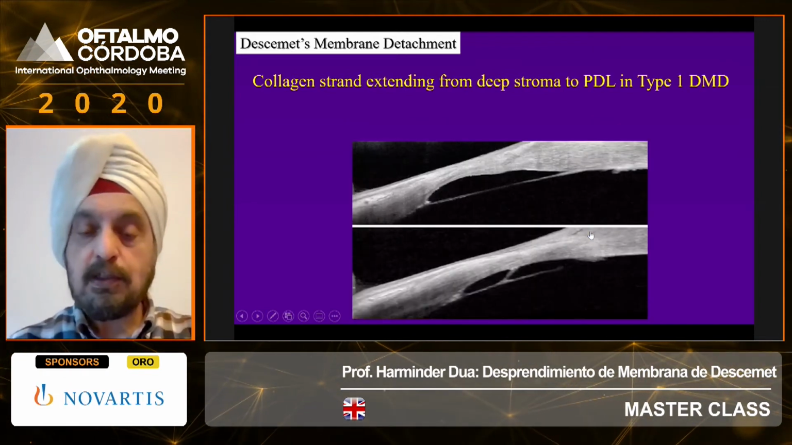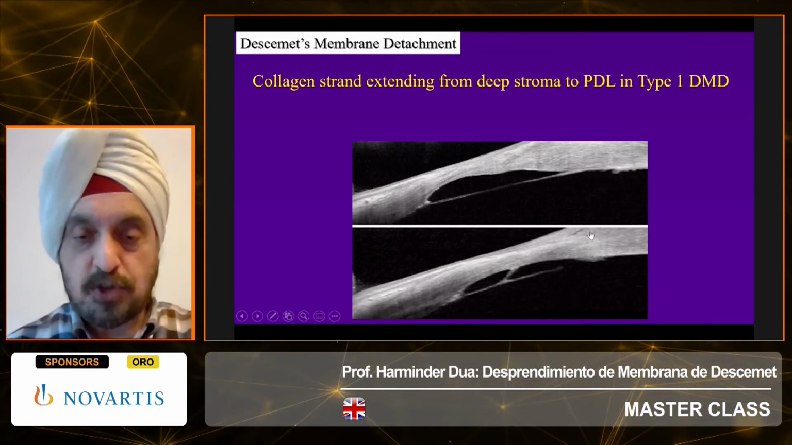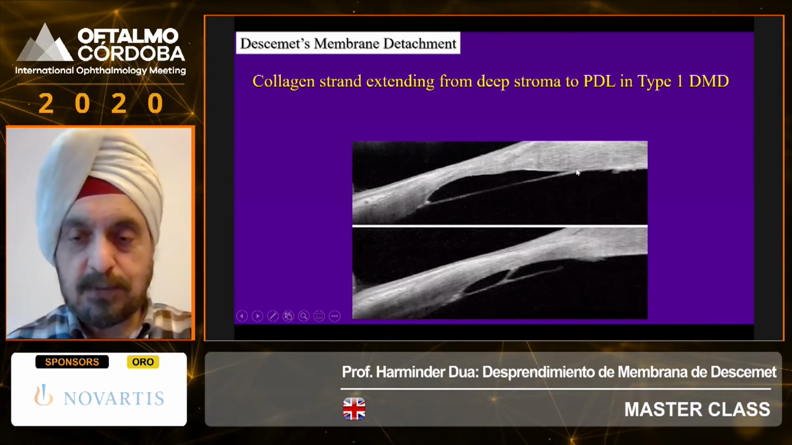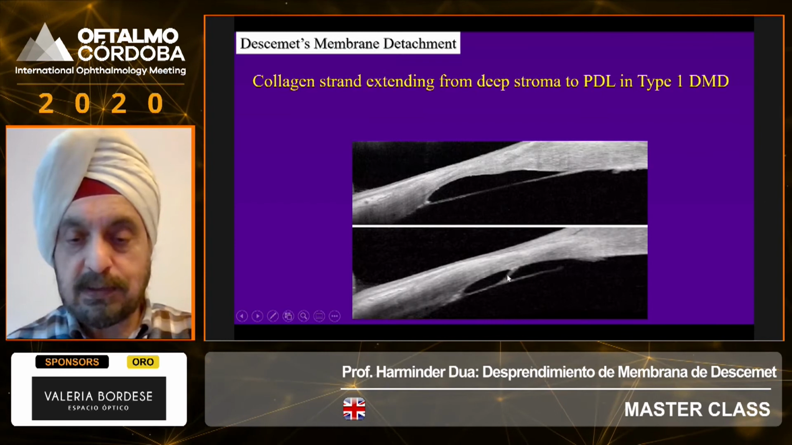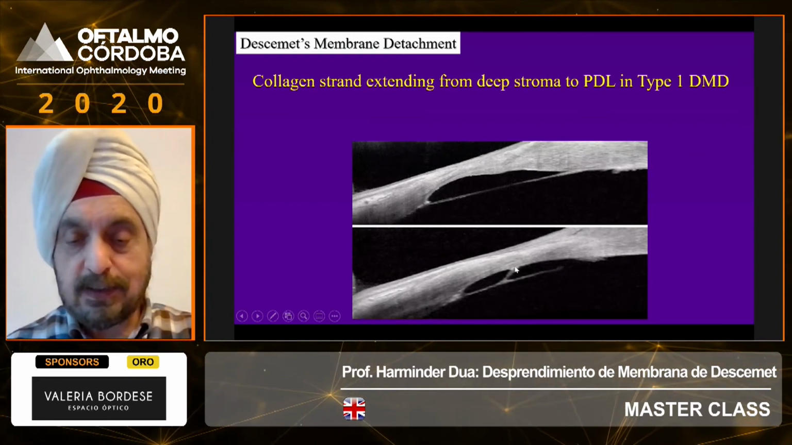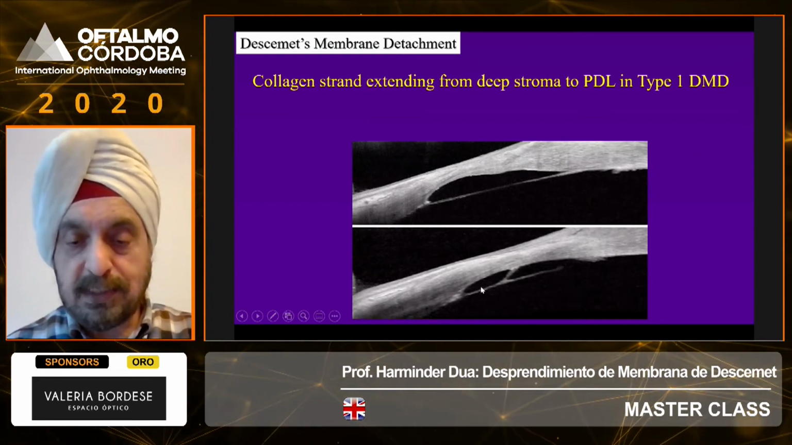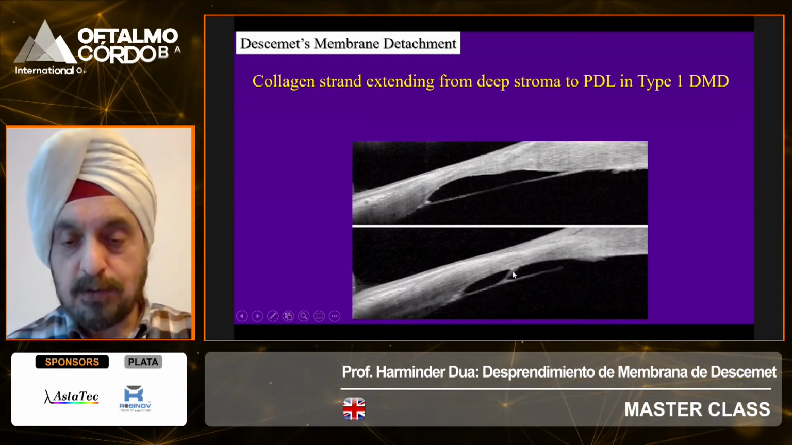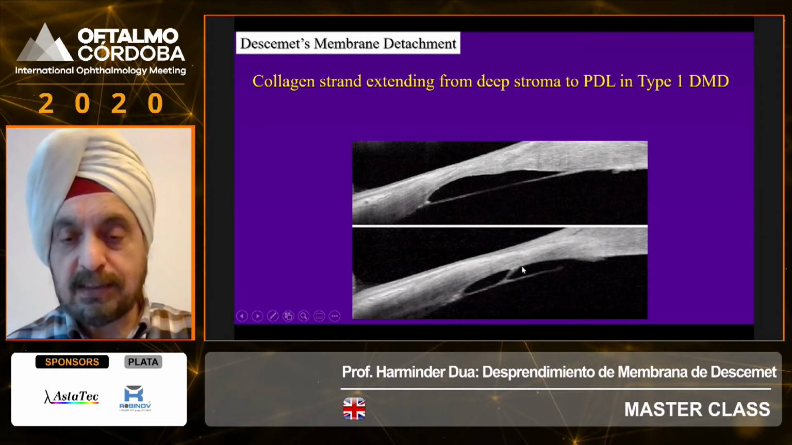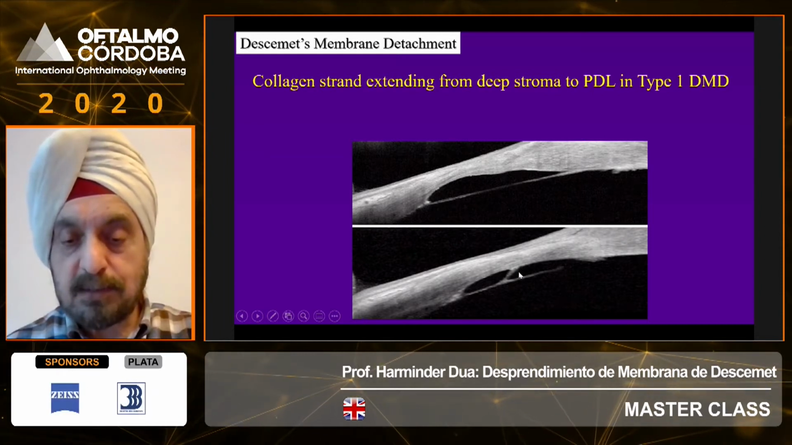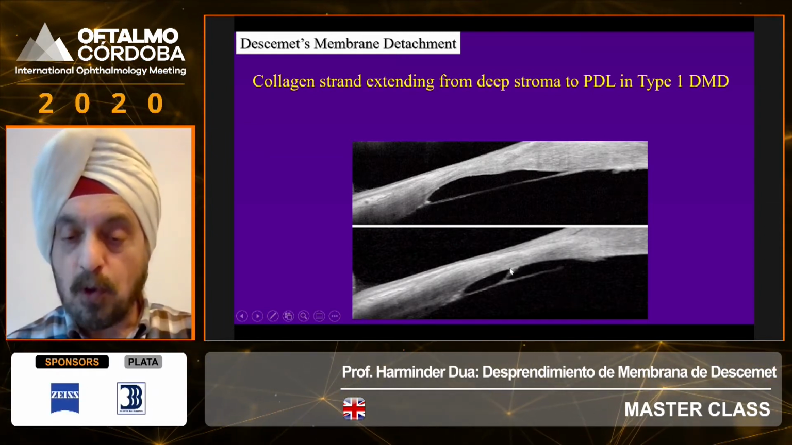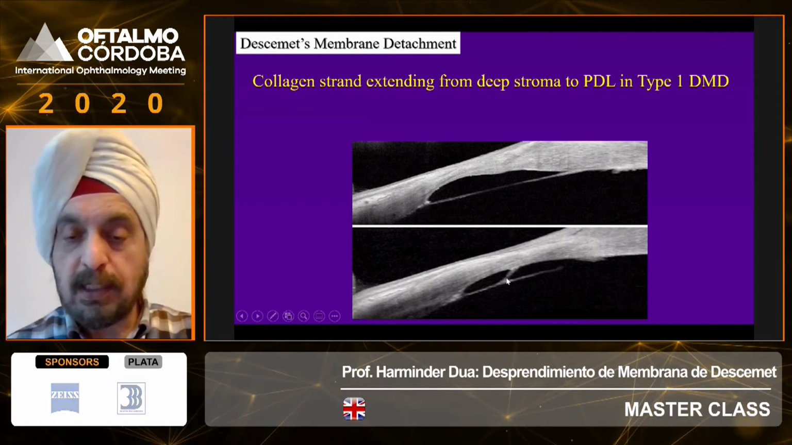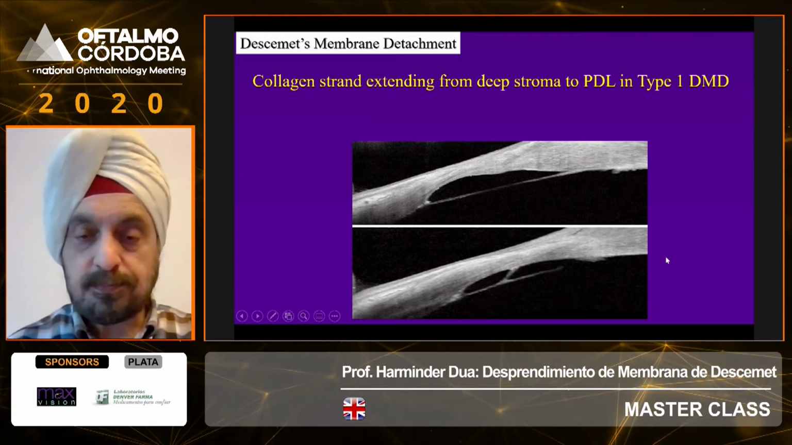So when you see on OCT this picture, a tight Descemet's membrane detachment, and occasionally you will see this connection, that clearly tells you that it is the pre-Descemet's layer that has separated, not the Descemet's membrane, because you never get such a strand extending between the pre-Descemet's layer and Descemet's membrane. It is always between posterior stroma and the pre-Descemet's layer.